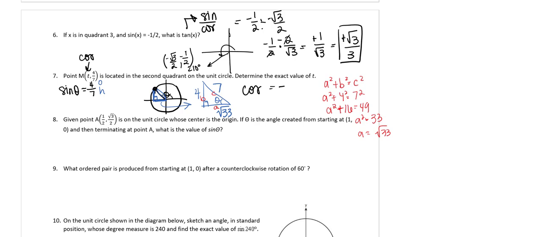So I know that my cosine is adjacent over hypotenuse, so this is going to be negative square root of 33 over 7. Again, it is negative because I'm going to the left to get to that x value right here. So technically, that should be a negative square root 33 on that triangle, or t.